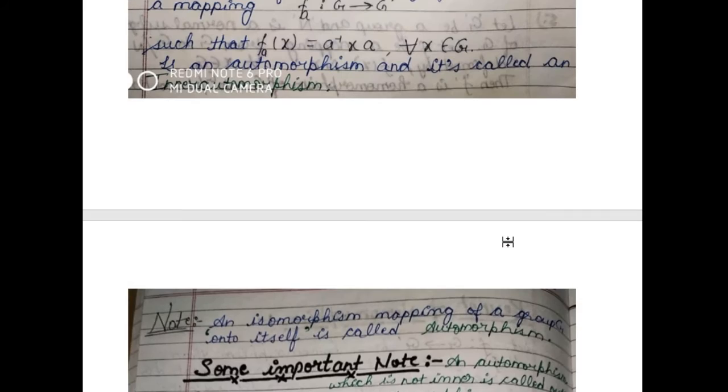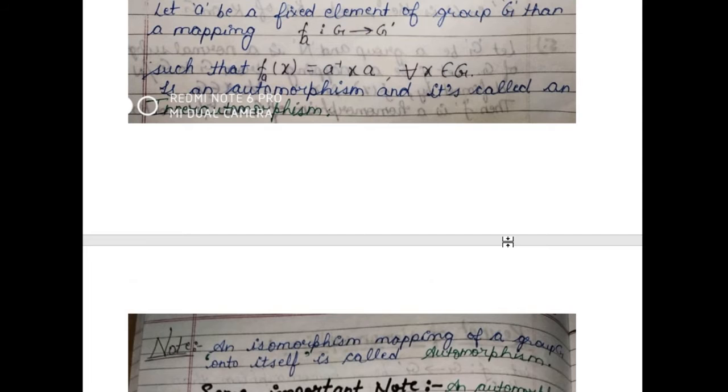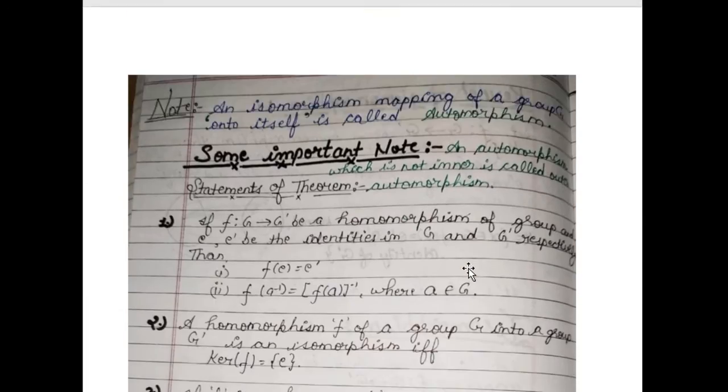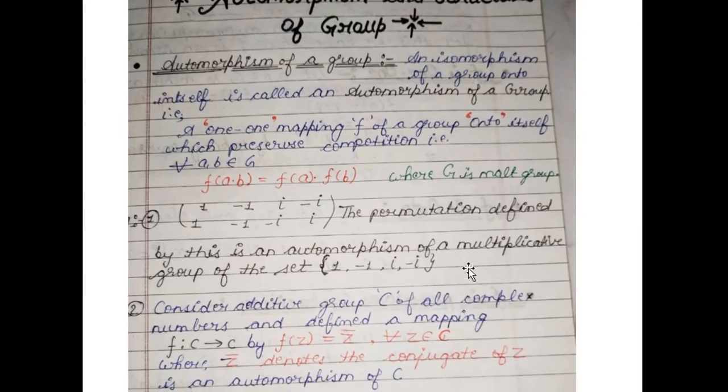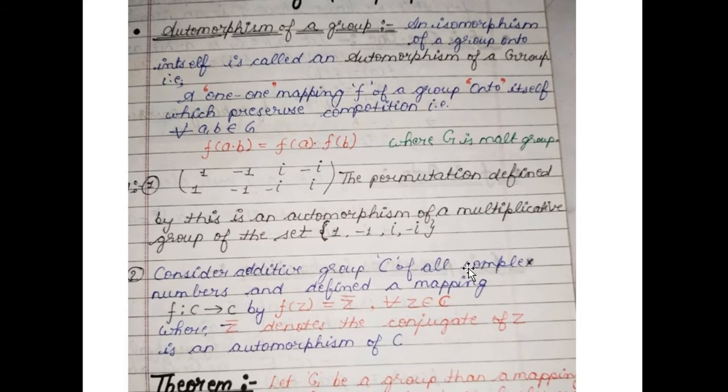So these are some definitions and properties which we have to use in this chapter, automorphism of group. Now we start the automorphism or structure of groups. We have already defined it: an isomorphism of a group onto itself. That is a mapping f from G to G' which is an isomorphism. Isomorphism means what? It is a homomorphism, that is composition preserving, and it is also one-one and onto.